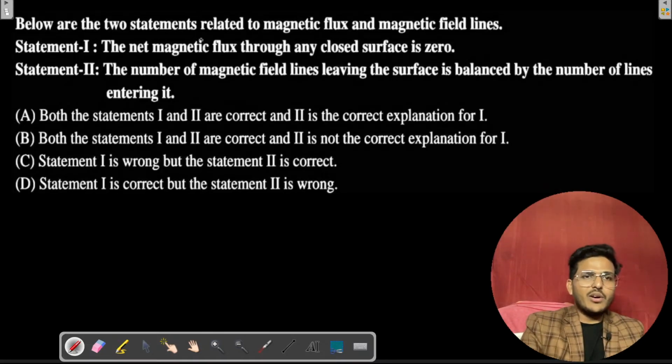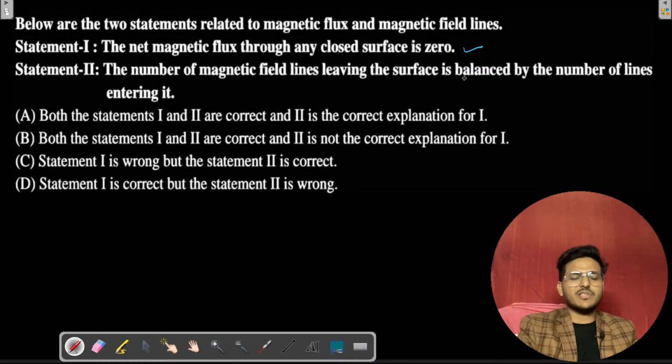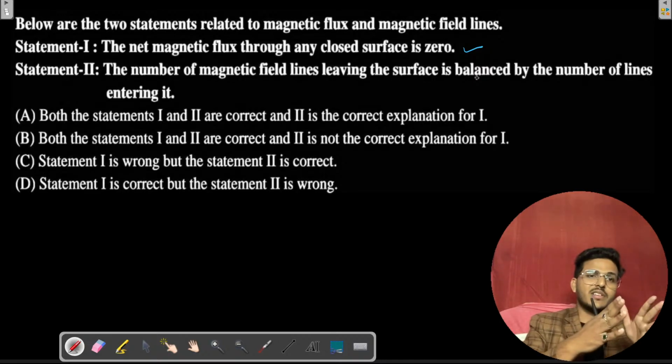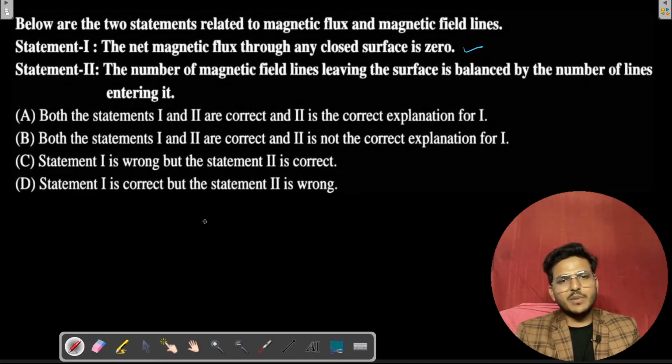Moving to next. Below are the two statements related to magnetic flux and magnetic field lines. Statement 1: the net magnetic flux through any closed surface is 0. And the second one: the number of magnetic field lines leaving the surface is balanced by the number of lines that emerge. Which option is the correct one? Both statements are correct, and second is the complete explanation of first, or both statements are true but second is not the complete explanation of first. Third one is statement 1 is wrong, statement 2 is correct, and the fourth one is statement 1 is correct but statement 2 is wrong.